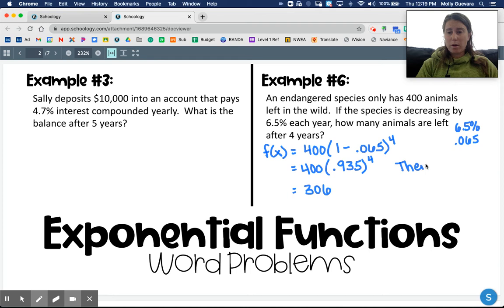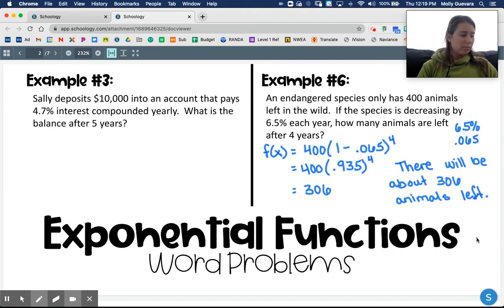So word problem, so we have to answer in a sentence. There will be about 306 animals left. And that's it. So it's really just the same process over and over and over and over again. You just have to know what numbers to plug into, right?